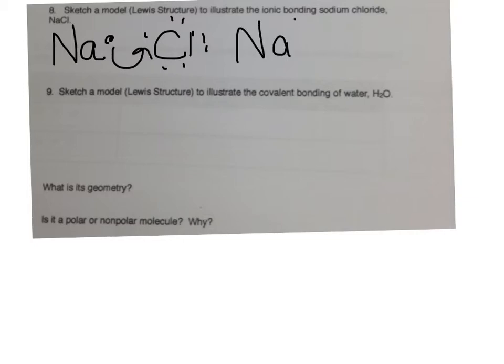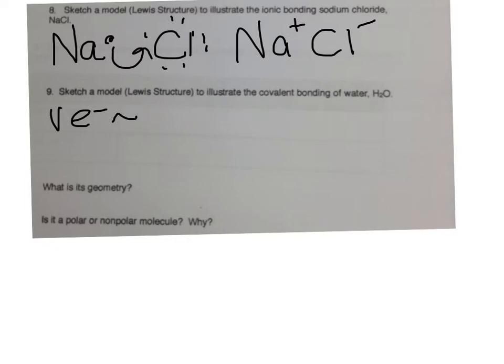So let's draw some Lewis structures. If we talk about sodium chloride, sodium has 1 electron, chlorine has 1, 2, 3, 4, 5, 6, 7. In this one, sodium gives its electron to chlorine, showing that sodium has a positive charge, chlorine has a negative charge, and they stick together. Opposites attract.